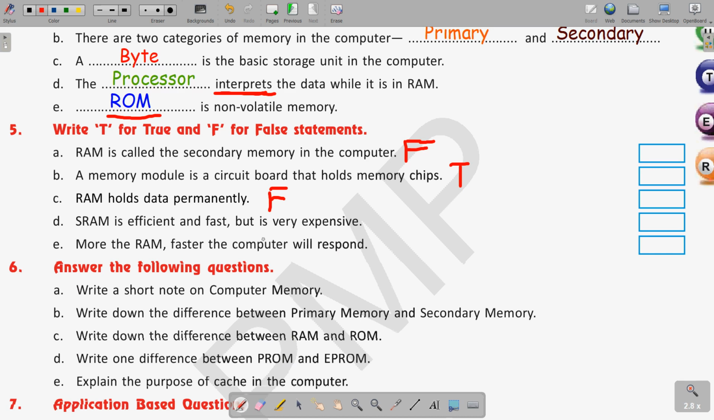Now D. SRAM is efficient and fast but is very expensive. Yes, it is correct. You can check it from page number 16 also. So this one is true. SRAM is faster and efficient and costlier also. Next one is, the more the RAM, the faster the computer will respond. Yes, it is correct. If the computer has more RAM, the computer response time will be very fast. Clear? So this way we have done the true false as well.